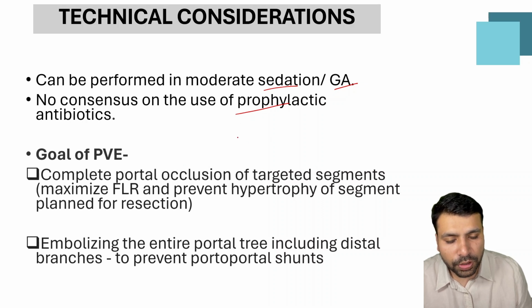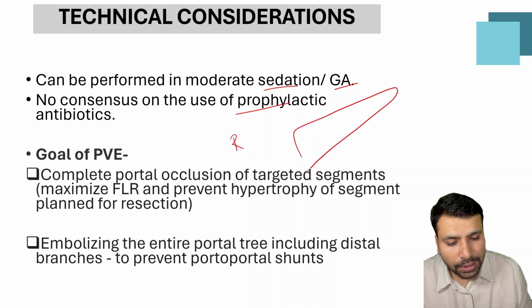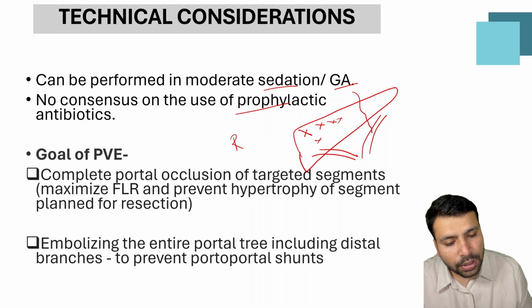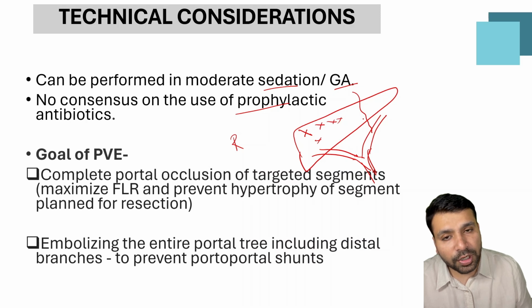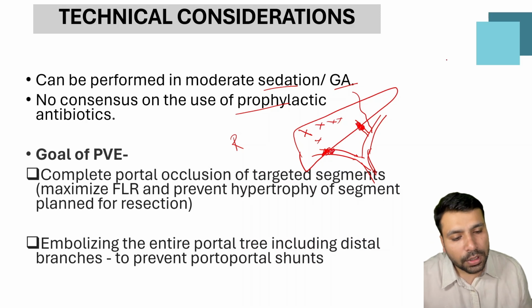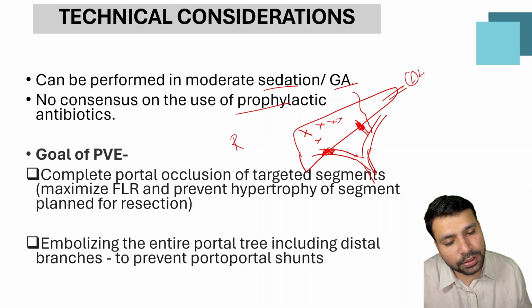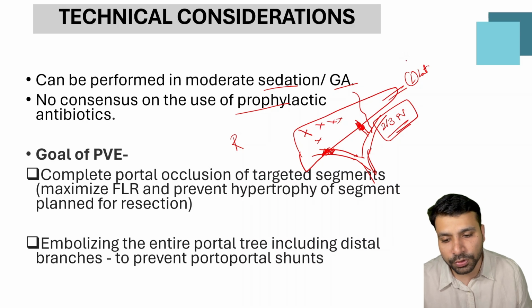So if you are planning on removing this part, this is supplied by the right portal vein. This is the left portal vein, and the segment 4 branches. Segment 4 branches are usually derived from here, so you need to embolize this. After that, you get a very good hypertrophy of the left lateral segment. This is the segment 2 and 3 portal vein. This only remains, and this supplies the remaining FLR, and you get a very good hypertrophy.